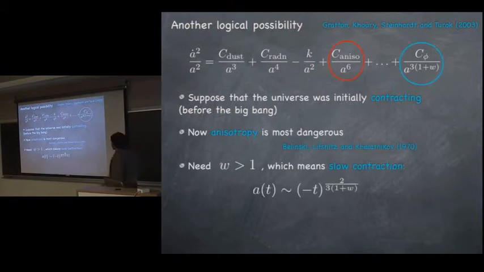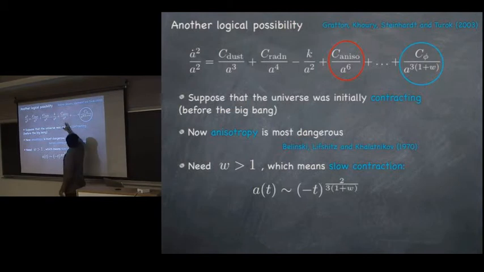So to avoid that, what you would like is for the additional component, in this case some scalar field component, to blueshift even more rapidly than the anisotropy. Namely, the power has to be greater than that of the anisotropy, so the power is greater than 6. So you need a collapsing phase with an equation of state w much greater than 1, or greater than 1 at the very least. Now this is very interesting.